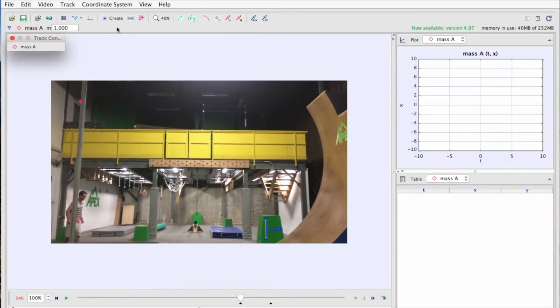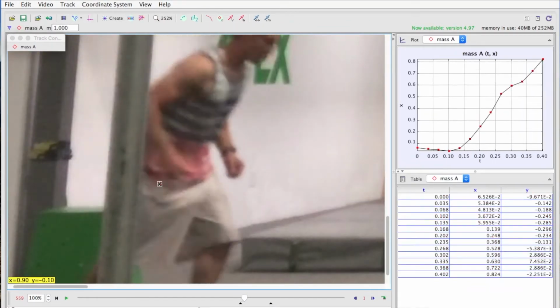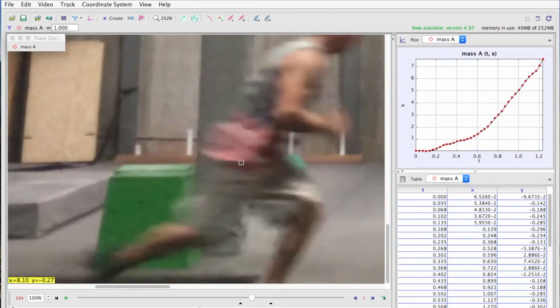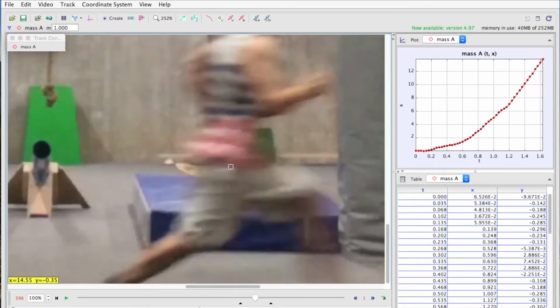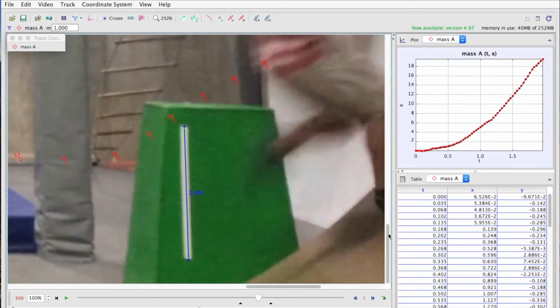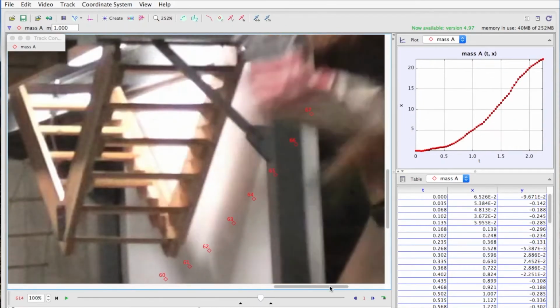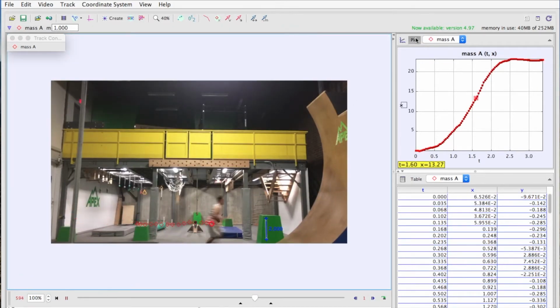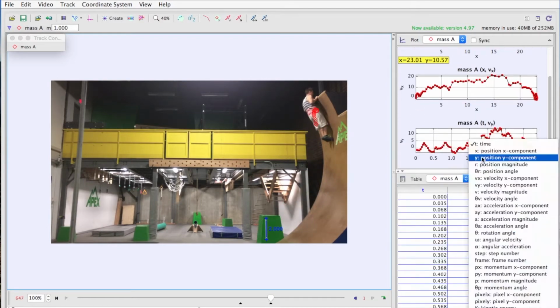Alright, so in order to understand the science of the warped wall, I'm going to be using a free physics application called Tracker. The link will be posted in the description below. It's a free video analysis tool that allows you to look at a video frame by frame and break down the physics and calculate things such as velocity and position and acceleration of a mass, in this case myself, going up the warped wall.